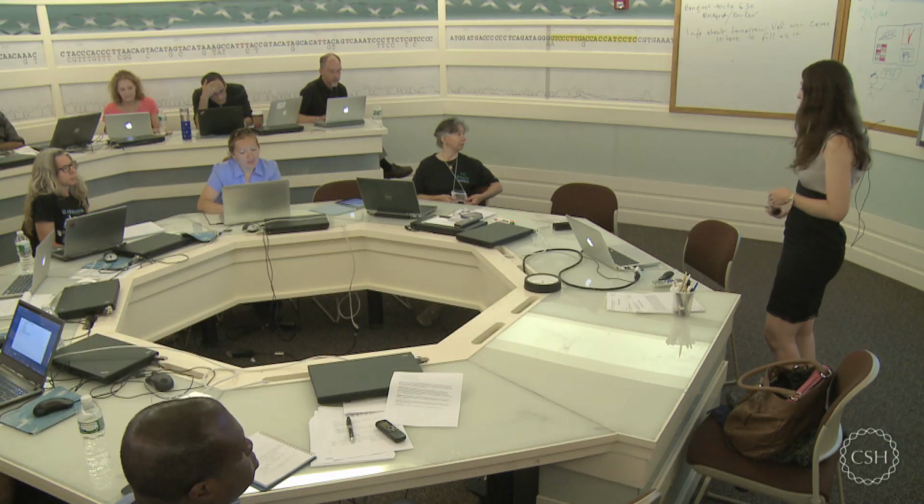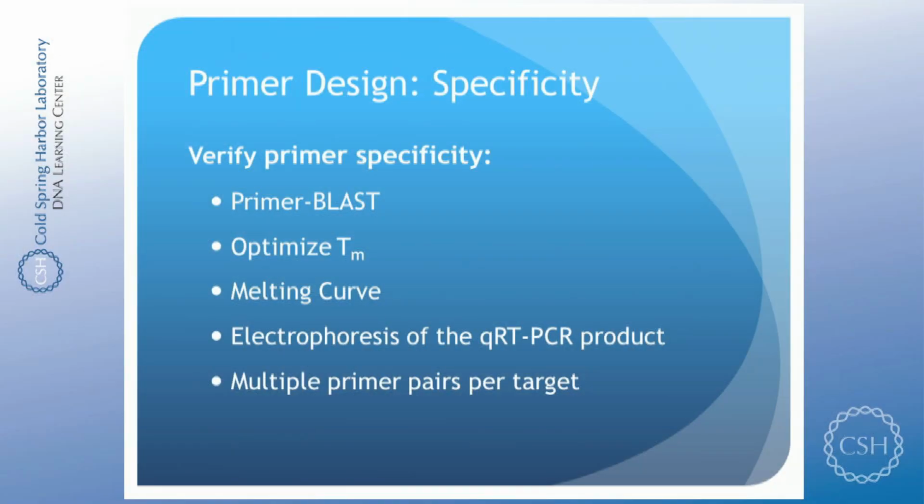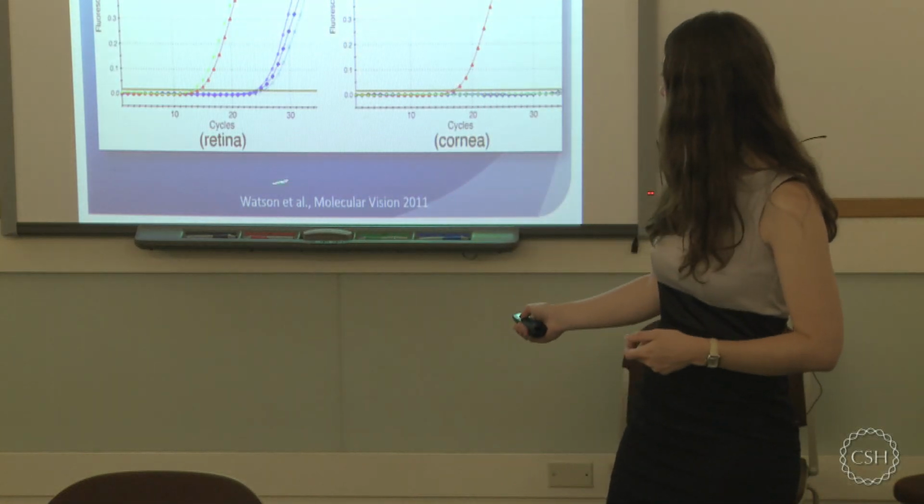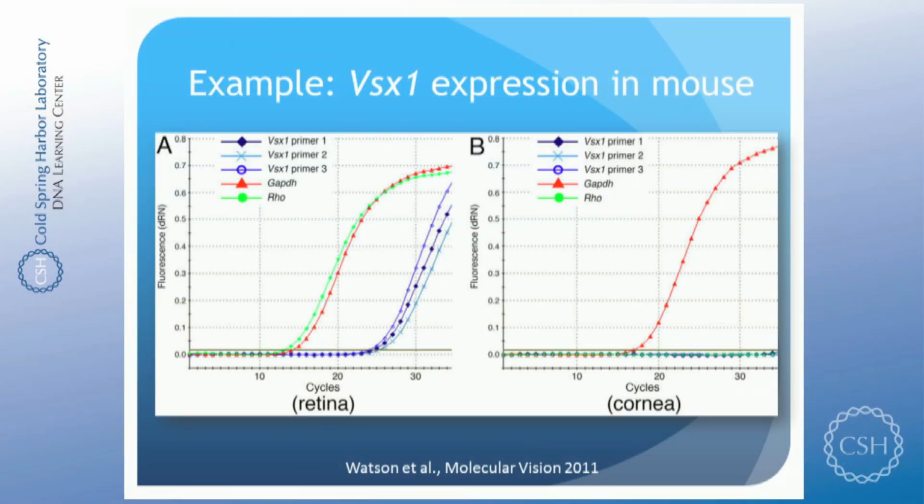And finally, a good way to verify that you're actually getting the right product would be multiple primer pairs per target. And if you get the same result with all these primer pairs, then you for sure know what you're measuring here. Now I'll show you an example from a publication. This is, by the way, Tom Watson, not James, in case anyone is wondering. And it's about the expression of a visual homeobox gene in mouse, and they compare retina to cornea here. I'm just showing this because it's a nice example of how a qPCR can look.